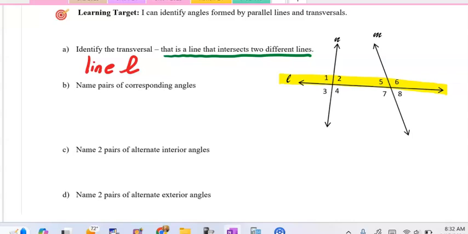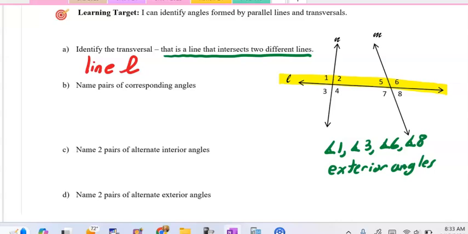And then we talked about these vocabulary words. And just for clarity, we're going to call angles 1, angle 3, angle 6, and angle 8 exterior angles. They're on the outside. And then angles 2, angle 5, angle 4, and angle 7 are called interior angles.